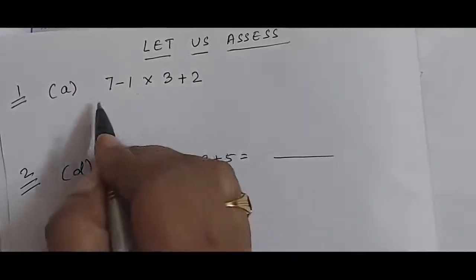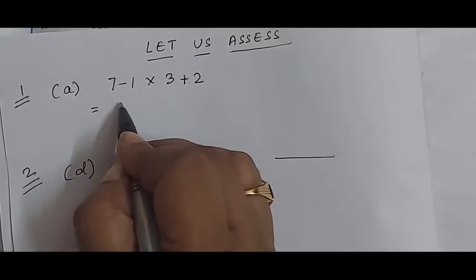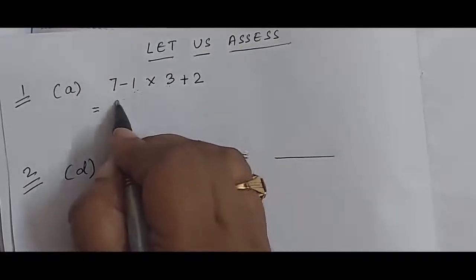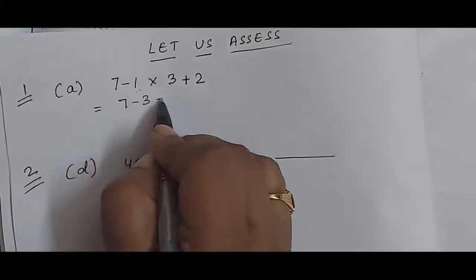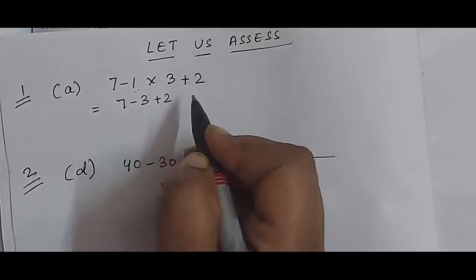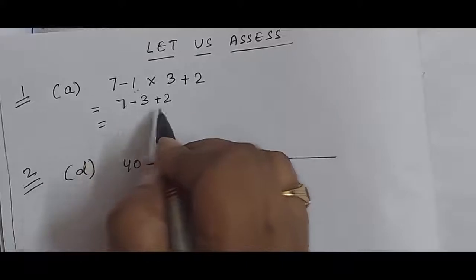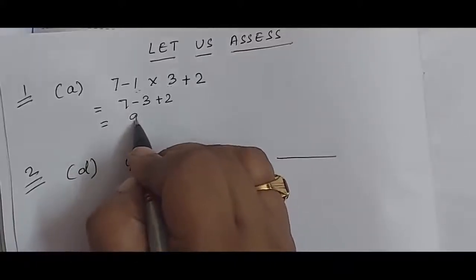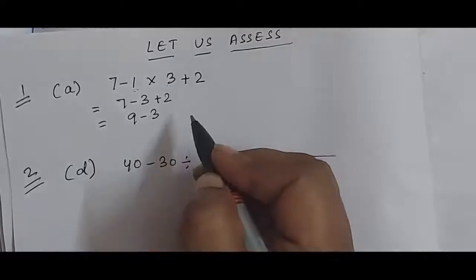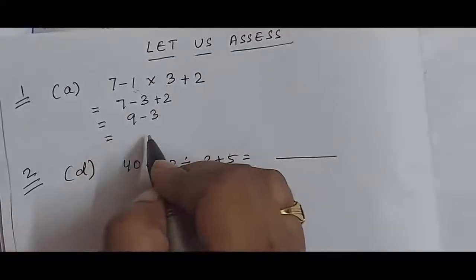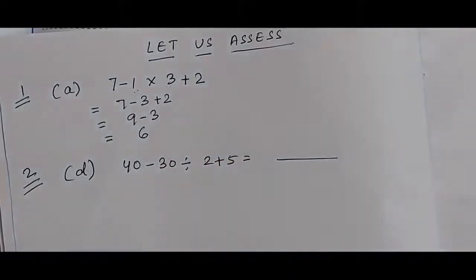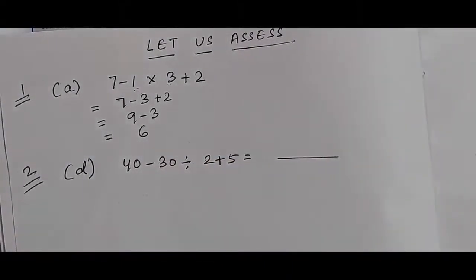So this means you have to solve 1 into 3, that is 3. 7 minus 3 plus 2. This is equal to, we can do the addition, 7 plus 2, that is 9, minus 3. Finally, after subtraction, what you will get? 9 minus 3, that is 6. So 6 becomes the answer.